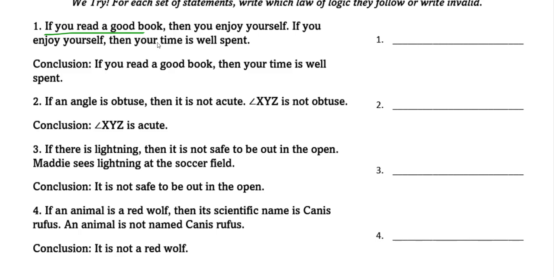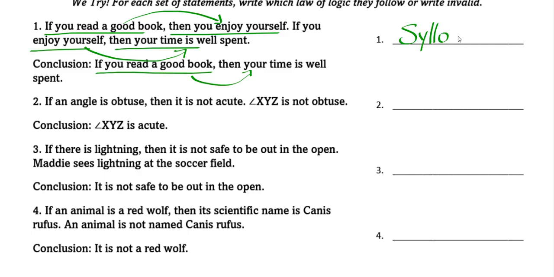If you read a good book, then you enjoy yourself. If you enjoy yourself, then your time is well spent. Don't really need the enjoying yourself part. We know that a good book leads you to enjoying yourself. Enjoying yourself leads us to time well spent. So, if you read a good book, your time is well spent. That is the law of syllogism. It's basically the transitive property.